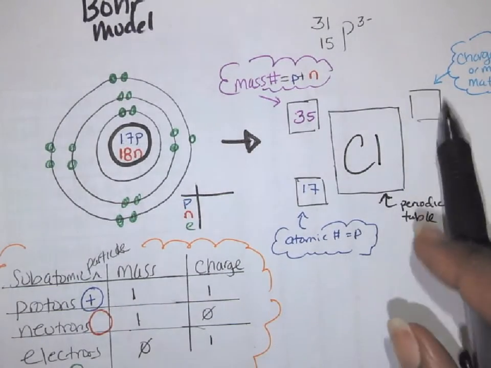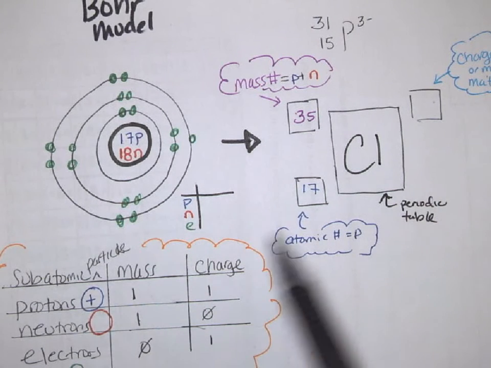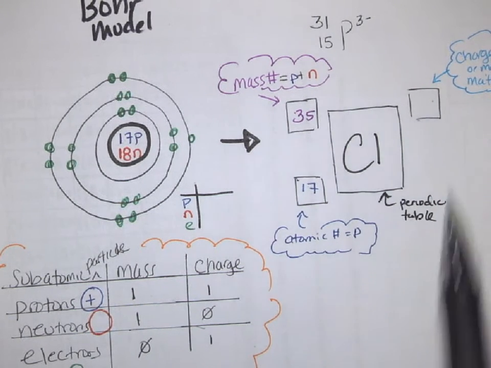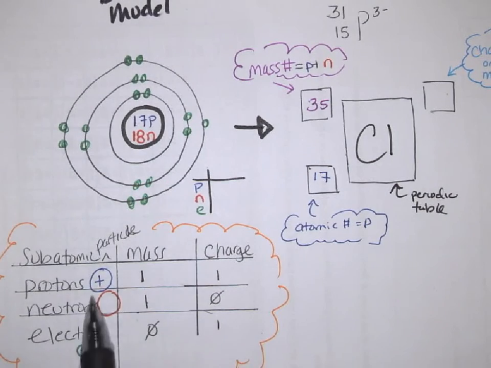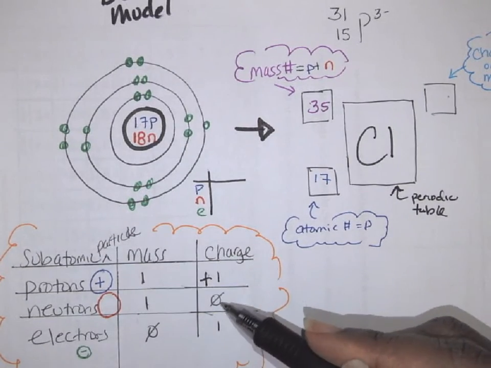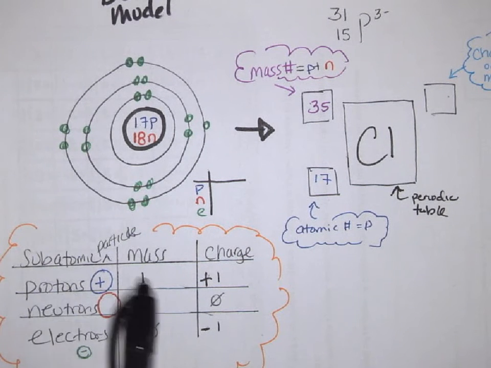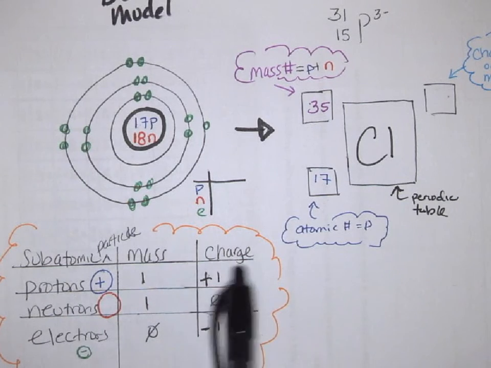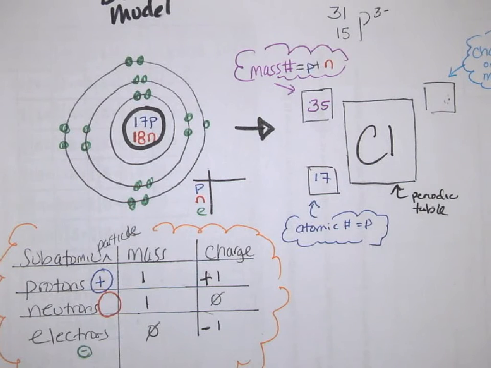All right, the last thing we need to check is the charge. For the charge, we're going to go back to our subatomic particles. Which subatomic particles do we need for the charge? Well, let's think about that. Protons have a positive 1 charge. Neutrons are neutral, and electrons have a negative 1 charge. So which of these are going to contribute to the overall charge of the atom? That's right, just protons and electrons, because those are the only ones with charges.